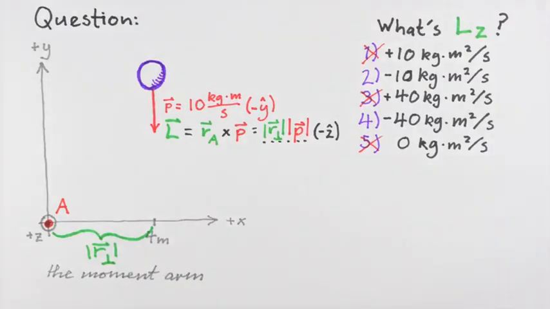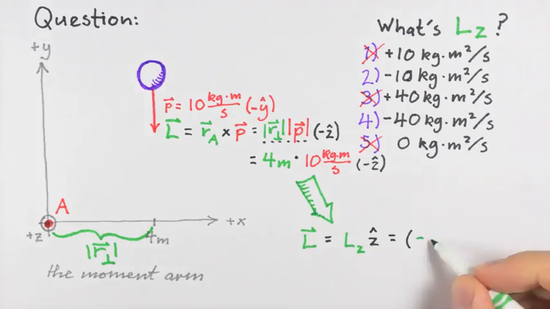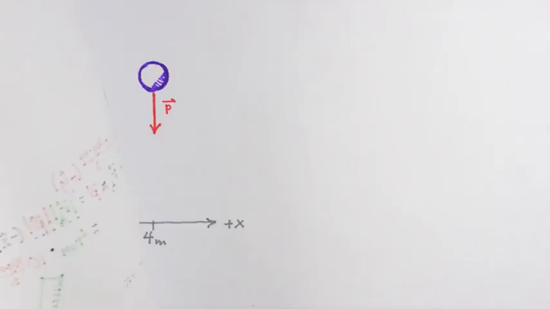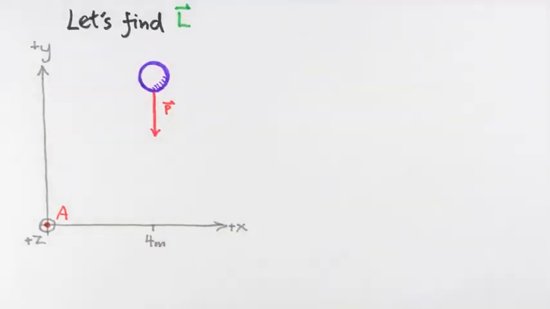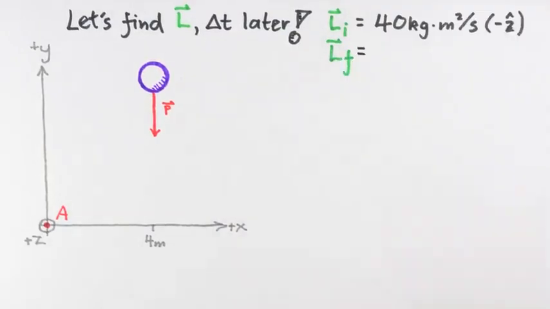So with that, plus knowing the magnitude of the momentum, we find the magnitude of the angular momentum is 40 kilograms meters squared per second. And so the z component of the ball's angular momentum is minus 40 kilograms meters squared per second. Let's take this as the initial angular momentum of the ball, which we choose as our system. Let's apply the angular momentum principle to find the ball's angular momentum delta t later.